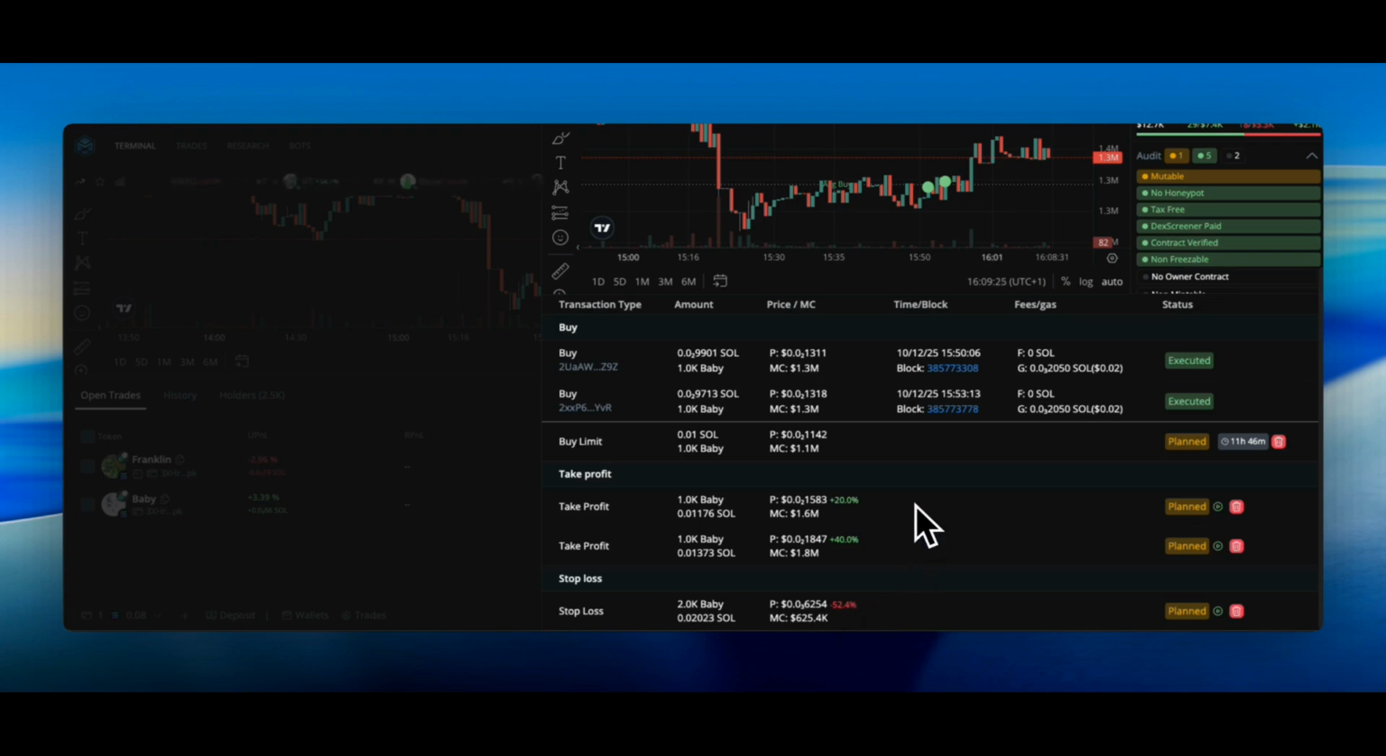You can also see a small green icon here. This is the auto retry feature, meaning if a take profit fails for any reason, Mizar will automatically retry the execution on the next block.